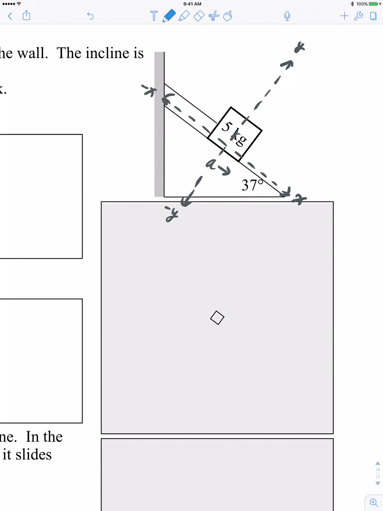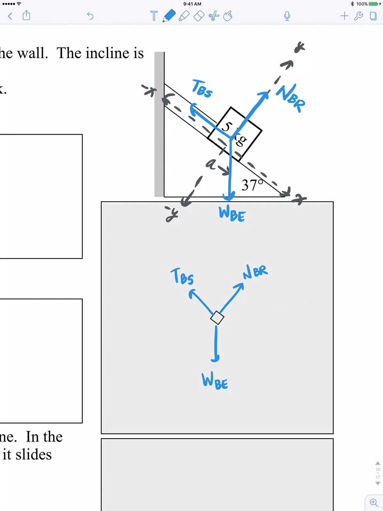For our forces, I have the normal force on the block by the ramp, the tension force on the block by the string, and pointing to the center of the earth is the weight force, the weight force on the block by the earth. So on the free body diagram here, I would have normal force on the block by the ramp, tension force, and weight force.